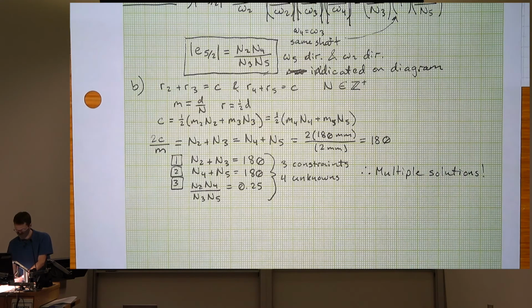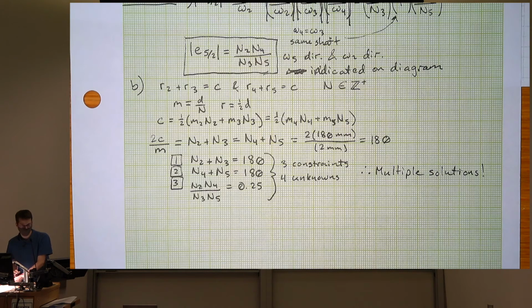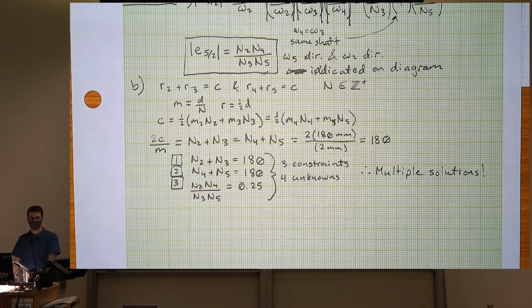Multiple solutions to the problem, because there's only three constraints, but we have four unknowns: 1, 2, 3, 4 gear teeth, or 4 numbers of gear teeth. Yes, there's a question. Didn't we say in part A that omega 4 over omega 3 is 1? So wouldn't that imply that n4 is equal to n3?